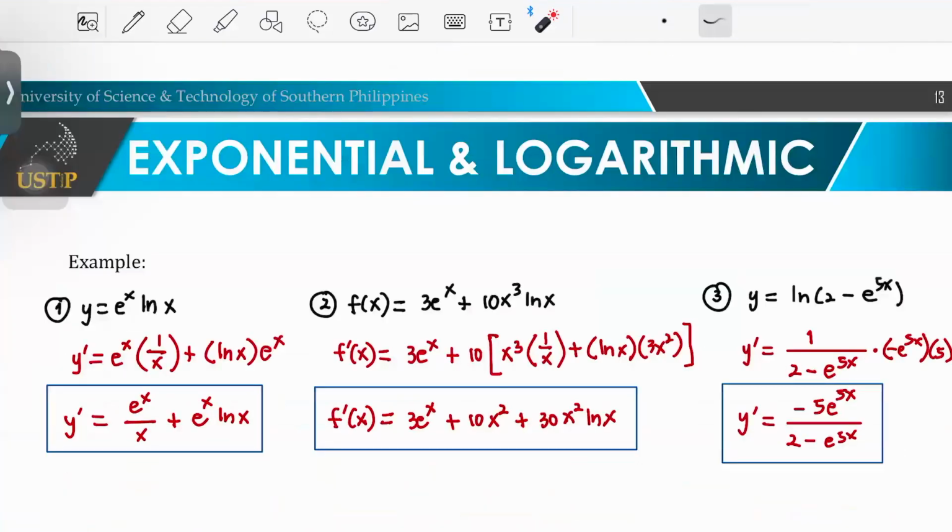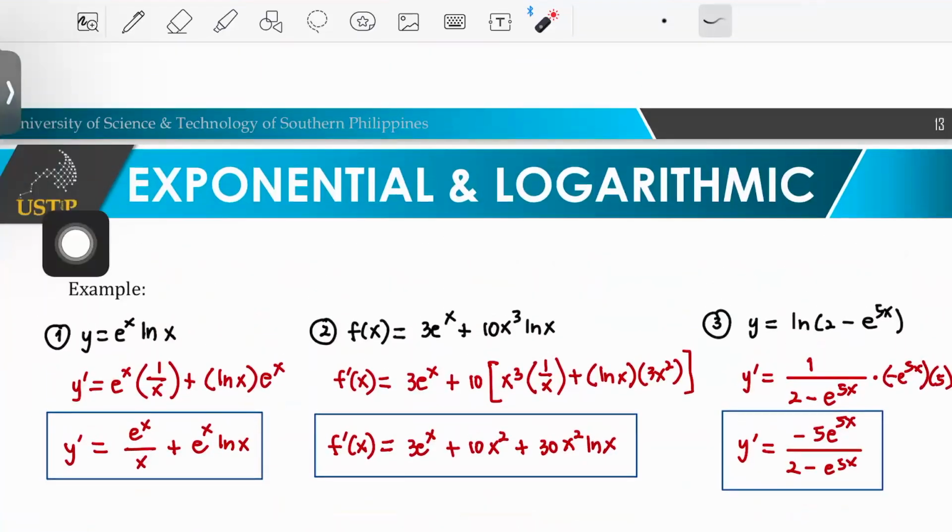Okay, so let's have one last example. Okay, so let's have e to the x ln x. The derivative of that, we will use the product rule. Okay, copy e to the x, the derivative of ln x, that would be 1 over x. Plus, copy ln x, derivative of e to the x is still e to the x. Okay, so simplify that.